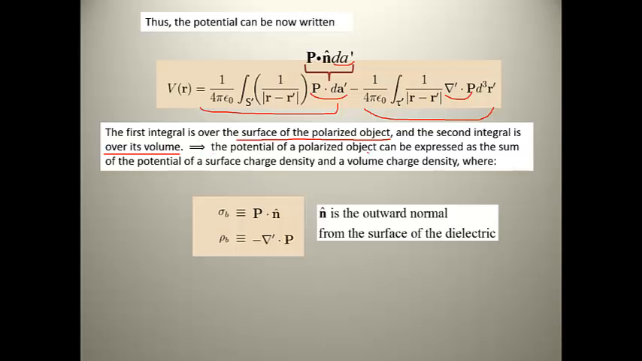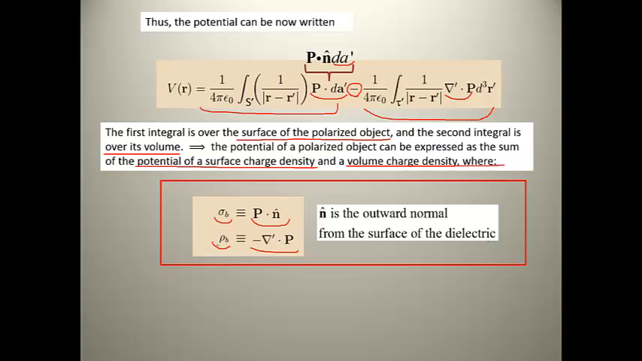So the potential of a polarized object can be expressed as the sum of the potential of a surface charge density and a volume charge density, where we define those densities as follows. The bound surface charge density is equal to p dot n hat. The bound volume density, so this is bound charge per unit volume, is equal to this quantity here. The minus sign comes from this minus sign right here. And n hat is the outward normal from the surface of the dielectric.